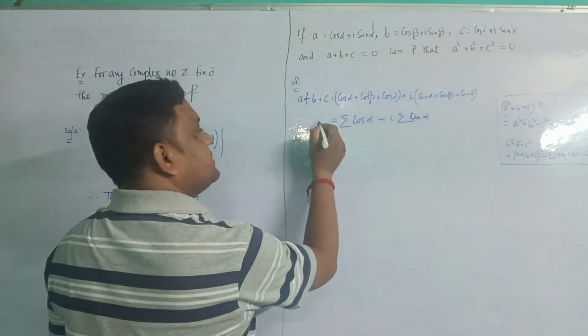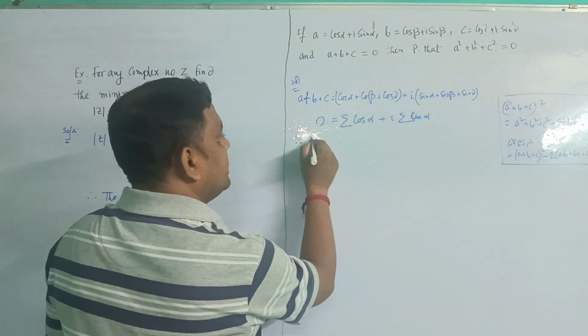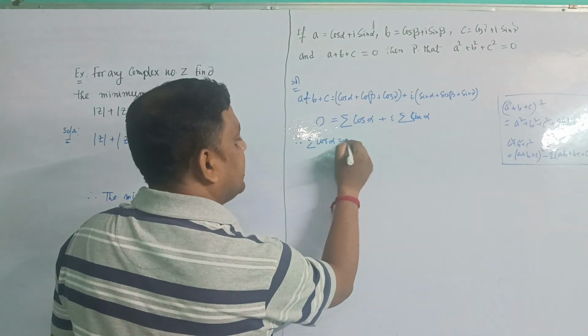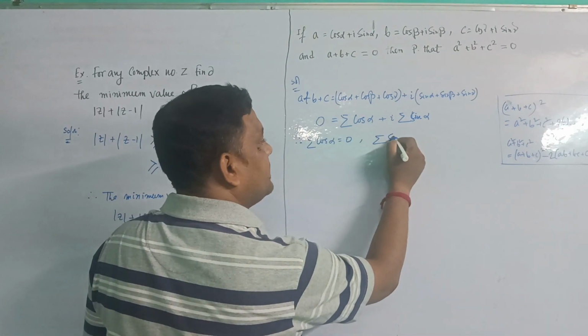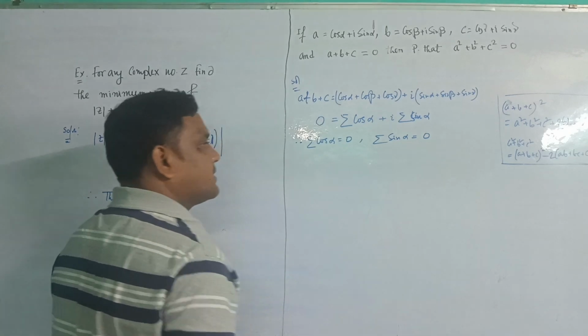Given a plus b plus c is equal to 0, so put it here 0. Now compare both sides, we will get summation of cos alpha is equal to 0. Here also, there is no imaginary part, that's why summation of sin alpha is equal to 0.